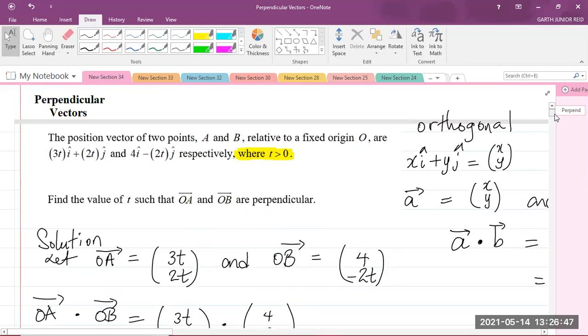So remember, when we're dealing with perpendicular vectors, all right, or orthogonal vectors, orthogonal is another term for perpendicular, it means that the dot product must be equal to 0. Okay? That is what it means. So this is our solution to this perpendicular vectors question in the CSEC additional mathematics.